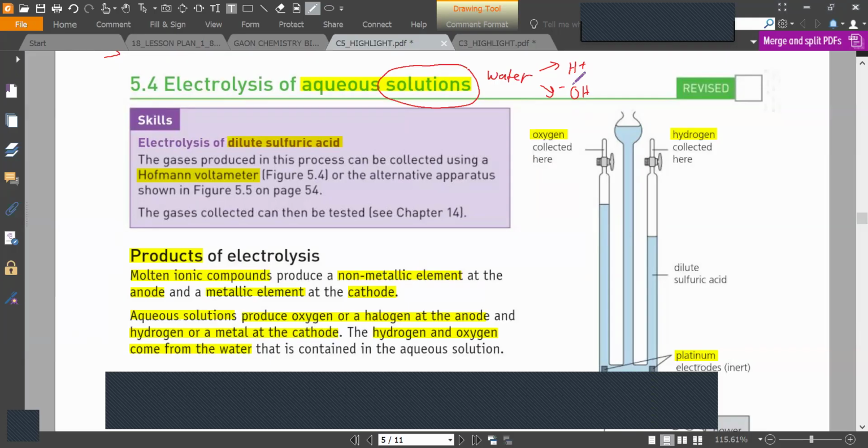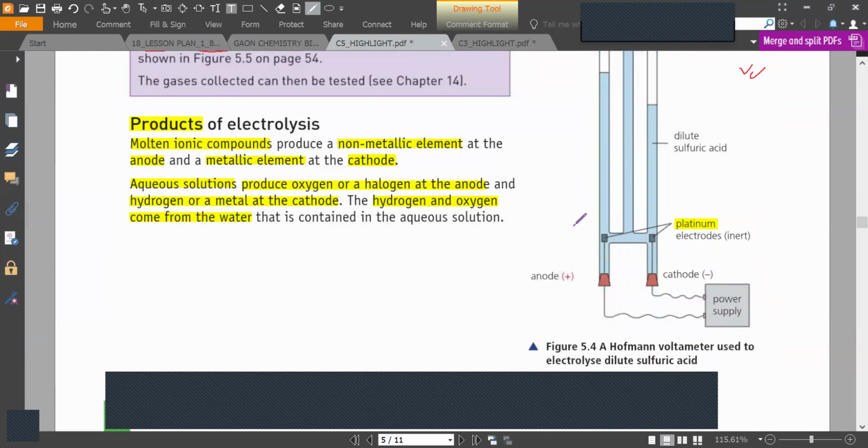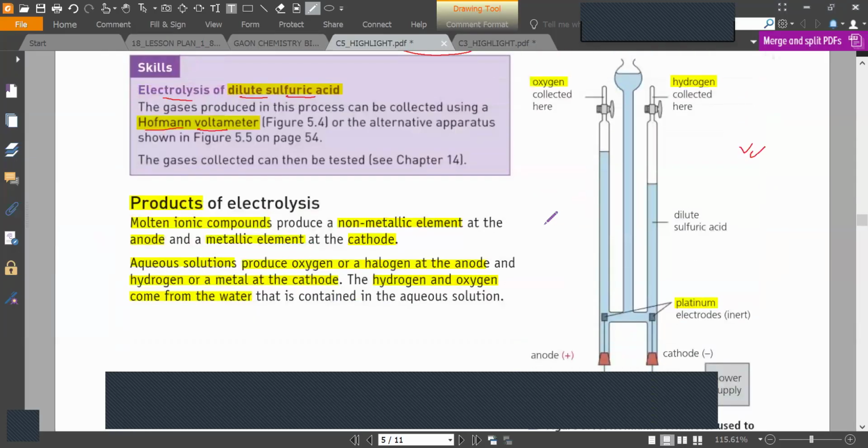So we'll look at the electrolysis of dilute sulfuric acid. It happens in this Hoffman water meter. So this is the Hoffman water meter. So how does it happen? Okay, we'll take a look.